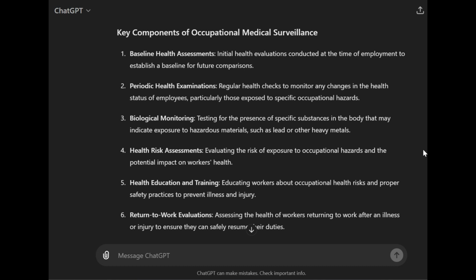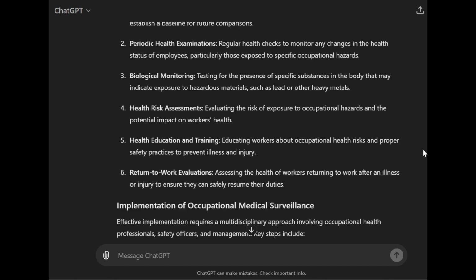4. Health risk assessments. Evaluating the risk of exposure to occupational hazards and the potential impact on workers' health. 5. Health education and training. Educating workers about occupational health risks and proper safety practices to prevent illness and injury. 6. Return to work evaluations. Assessing the health of workers returning to work after an illness or injury to ensure they can safely resume their duties.